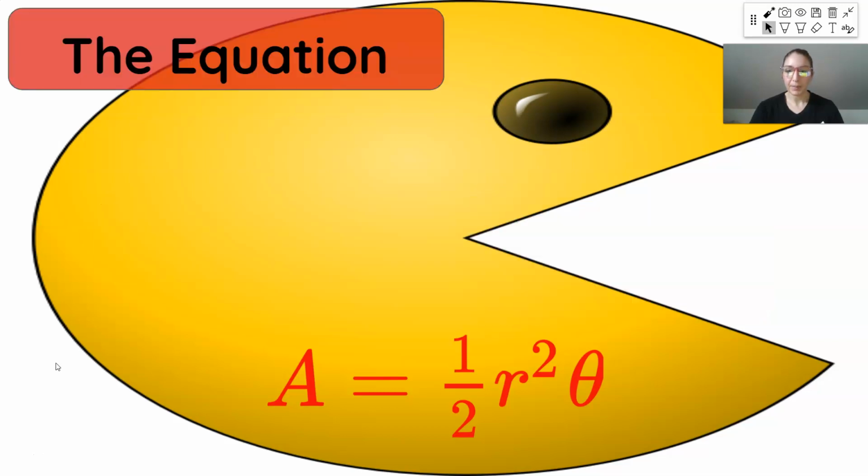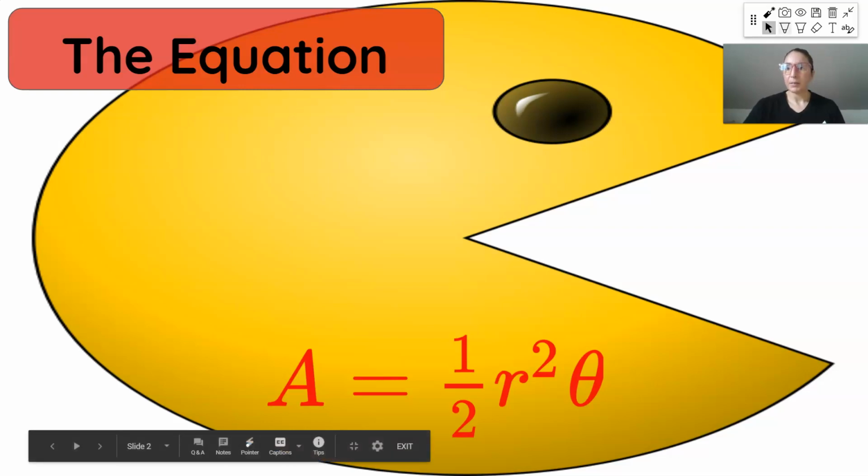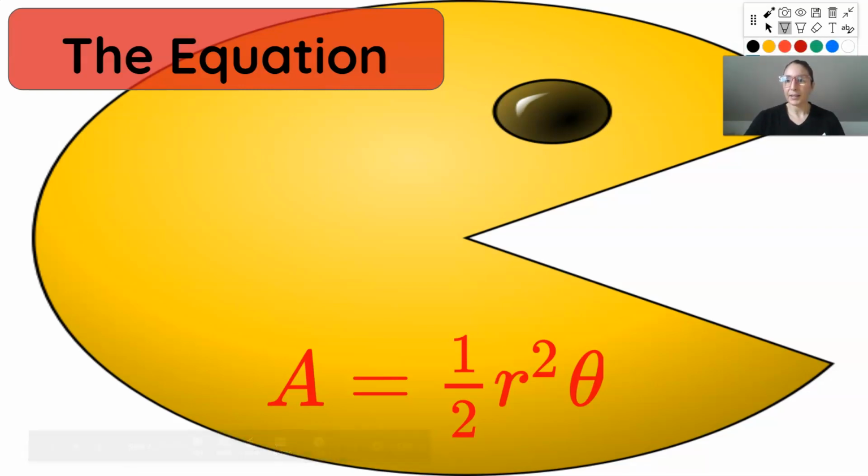So let's talk about the equation. What does each piece of the equation mean? Because if we know that, then these things are easier to figure out, right? So A is area. This is ultimately, most of the time, what we're after. R is the radius of whatever circular thing we're talking about. And theta is what we call the central angle. Central angle. I know that's spelled incorrectly.